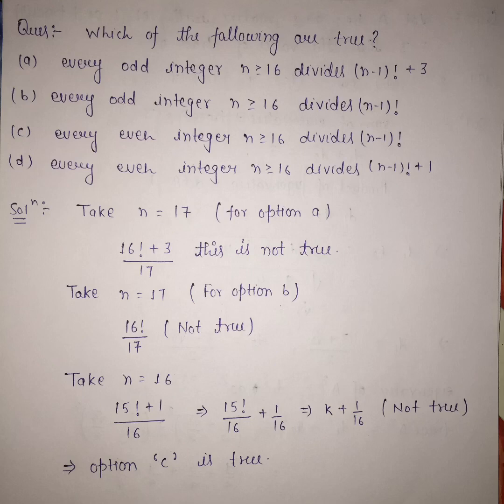And for option D, we will take n is equal to 16 because there it is mentioned that every even integer. So we will take n is equal to 16 and we will see 15 factorial plus 1 doesn't divide 16. So 16 doesn't divide 15 factorial plus 1, so this option is also not true. So remaining option is C, so our option C is correct.